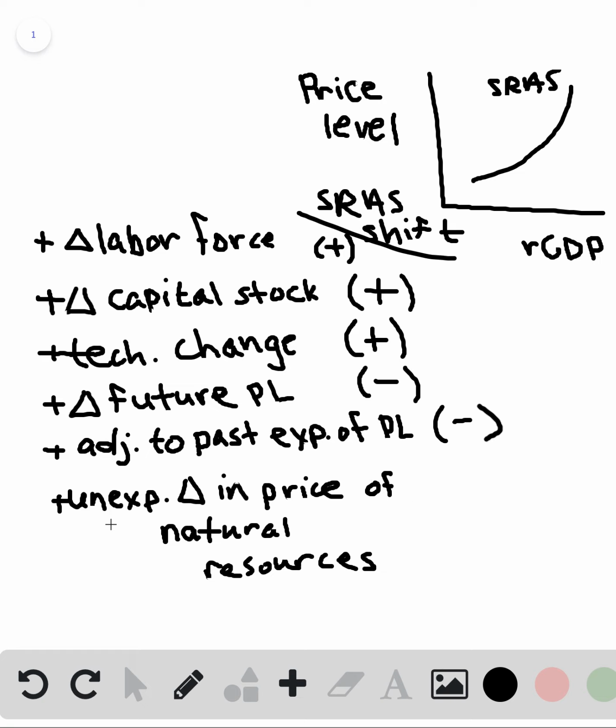And then for the last variable, which is an unexpected change in the price of important natural resources, if there's a positive unexpected change, that means that prices suddenly increased and we weren't expecting it to, and natural resources are an important part of our production, then we will be able to produce less if they cost more, so the SRAS curve will shift leftwards, which we symbolize with the negative sign. Okay, and that is the end to that question.